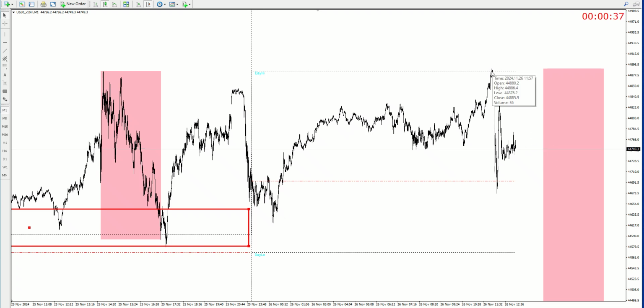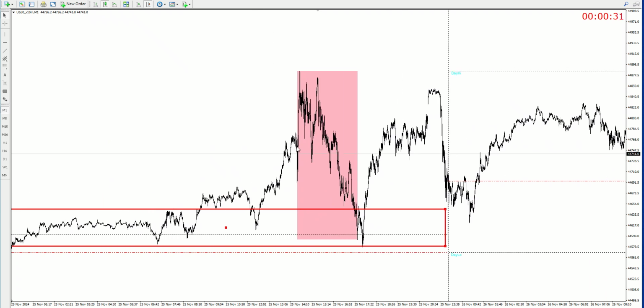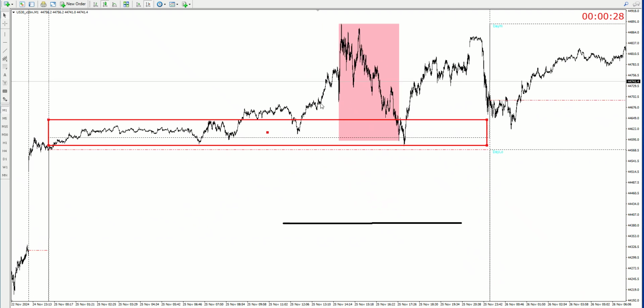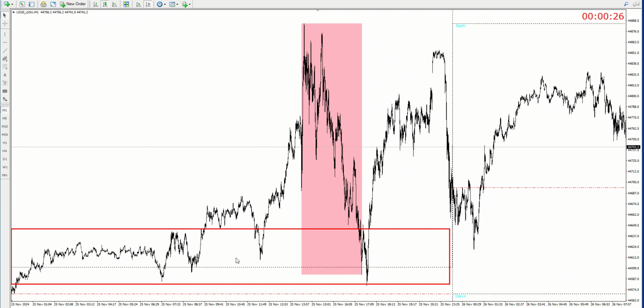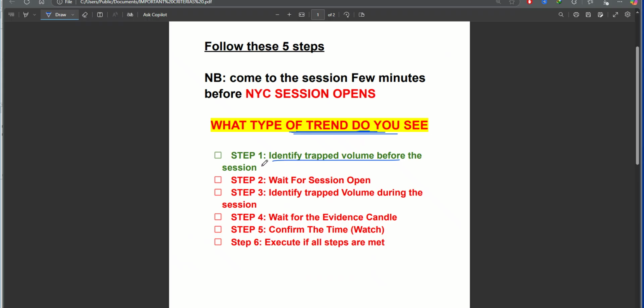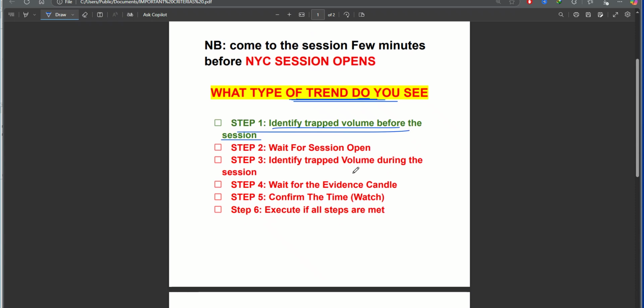As you can see, this is the high, this is the low. So if the session is opening in the middle, you won't know who is trapped. But if the session is opening somewhere around here, you know exactly who is trapped. Why? Because everybody who went down is at a loss. Now what do you do after this? You proceed to the next step. As I've colored this one in green, some days you're not gonna know, just as I've explained. So you go to step 2: you wait for the session to open.